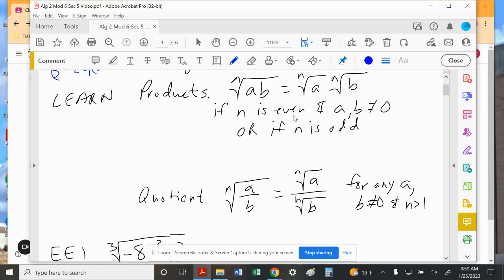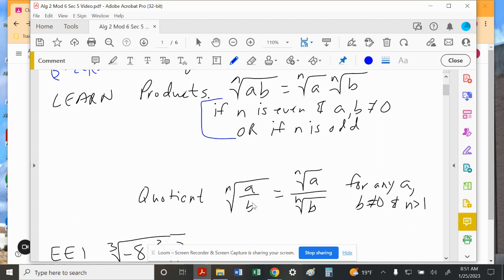Now, this is true only if n is even and a and b are not equal to 0. So they can be negative, okay? They just can't be equal to 0. It is also true if n is odd. So if n is odd, I don't have to worry about a and b. If n is even, then a and b cannot be 0. Okay, rule. It's important to mention it. The book mentions it, but we really won't utilize that to do anything special with any of the products, multiplications.